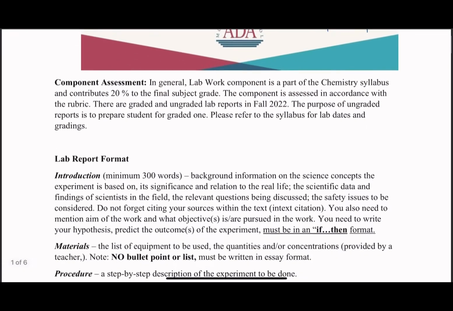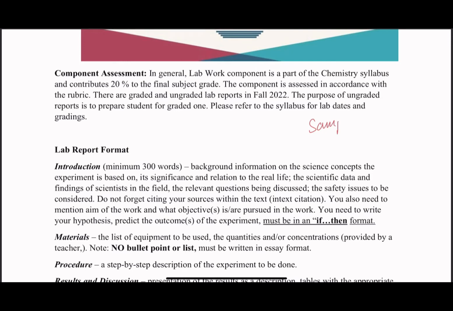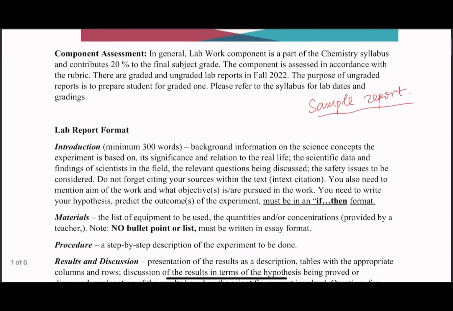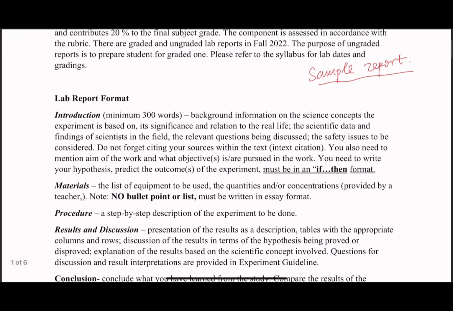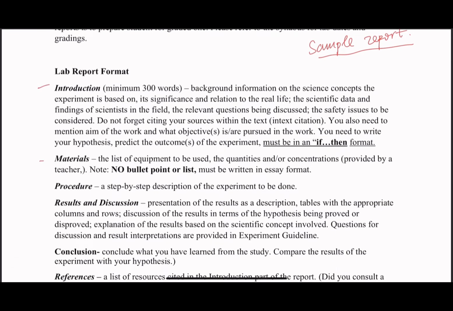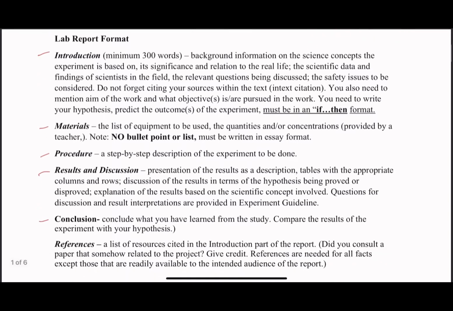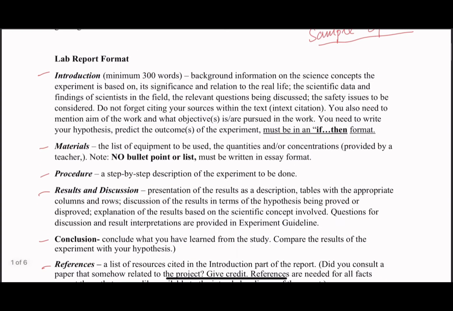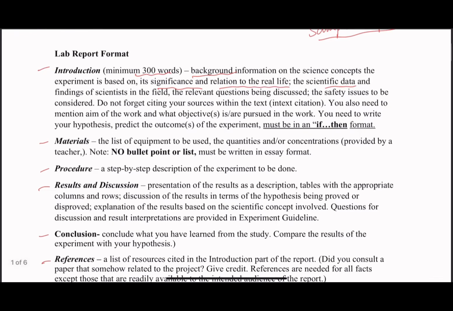You have seen my sample report. Please check it out and take it as an example, and then you can write your own. In the lab report, we have introduction, materials, procedures, results, discussion, conclusion, and references. The introduction has to be a minimum of 300 words. You need to talk about the background, its significance and relation to real life, scientific data, and you also need to cite a reference for whatever you take the information from.